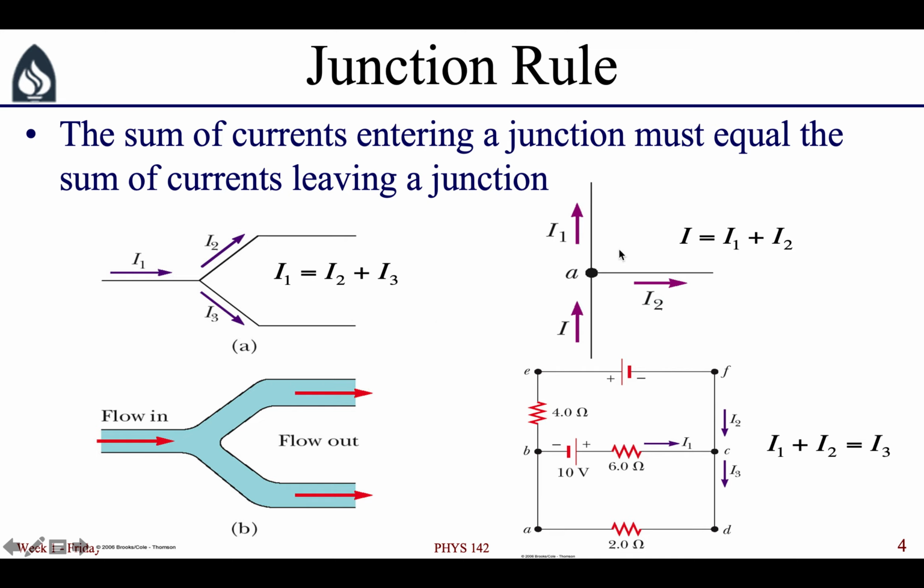Likewise, in this circuit, we have one current coming in, we have two currents coming out. So you would say I, which is the current going in, is equal to the sum of the currents going out, I1 plus I2. Here we have a junction where there are two currents going in and one current going out. The sum of the currents going in is equal to the sum of the currents going out.